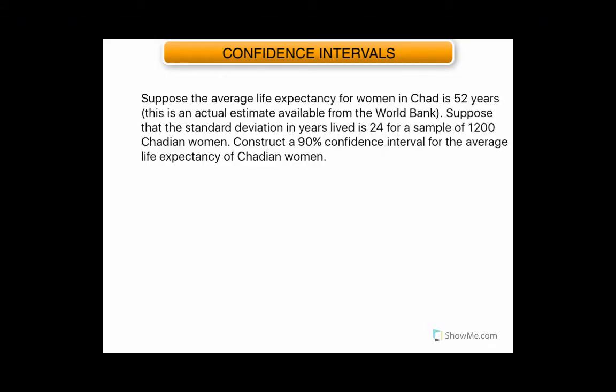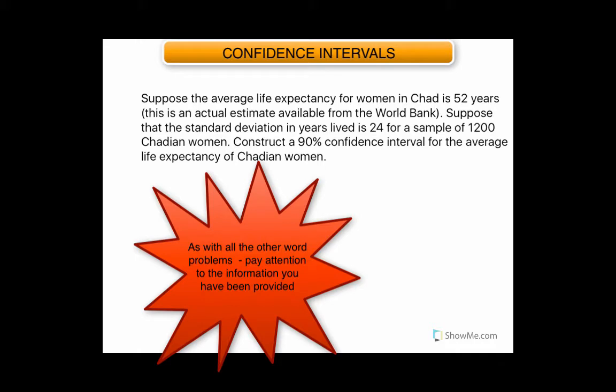Okay, so we're going to construct a confidence interval. This is an example problem. It says, suppose the average life expectancy for women in Chad is 52 years, and that's a real estimate from the World Bank. Suppose that the standard deviation in years lived is 24 for a sample of 1,200 Chadian women, and we want to construct a 90% confidence interval for the average life expectancy of Chadian women.